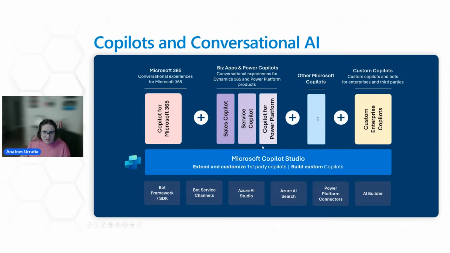So here we have everything, and we have the different components that we can have: the Microsoft 365, the Power Apps, other Copilots, and my preferred one, the custom Copilots.